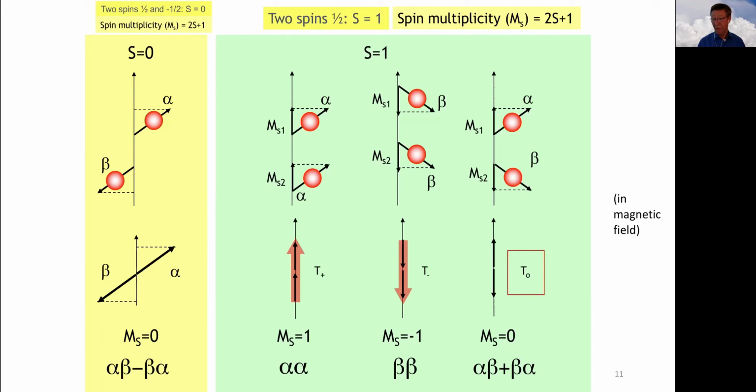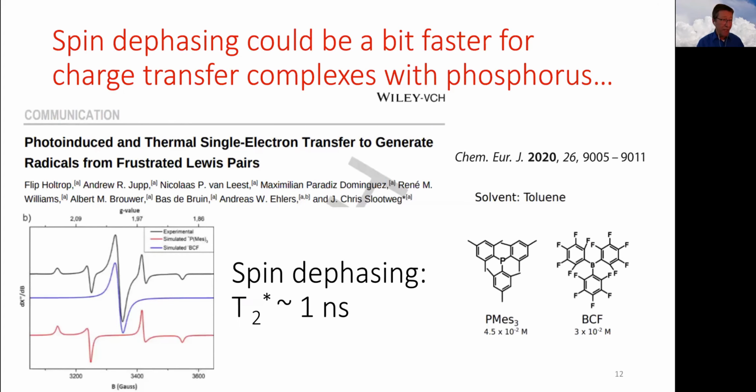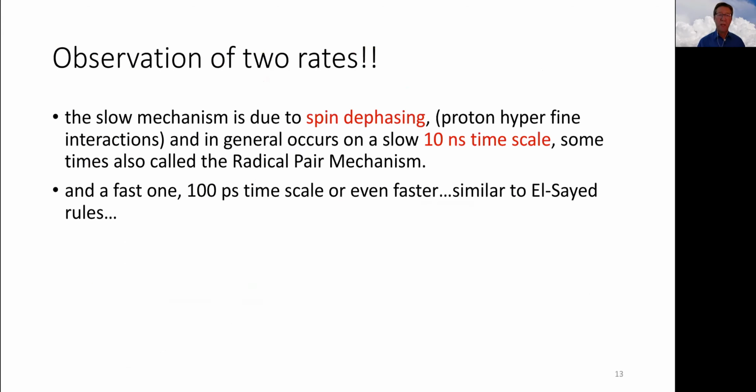And we have seen that it correlates to a time scale of about 10 nanoseconds. Now I have to warn you, of course, if the nuclear spin and the electron spin have very strong interactions, like for instance in phosphorus radicals, then the spin dephasing can be a bit faster, on about 1 nanosecond time scale. So we have discussed what we call the slow mechanism, the spin dephasing, occurring on about 10 nanoseconds. What about this faster mechanism?